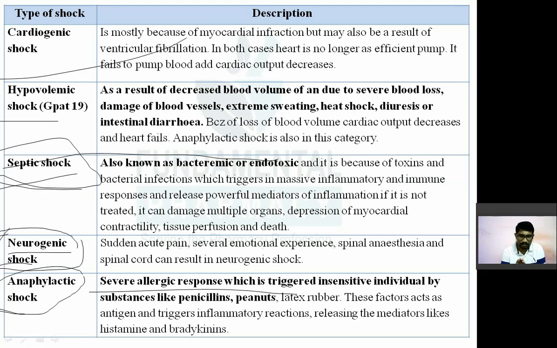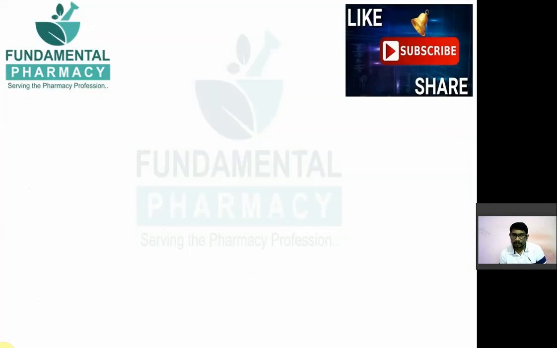If a person is allergic to vitamins, introduction or injection of vitamins to that patient will result in anaphylactic shock. So a severe allergic response will be there due to triggering of an antigen-antibody reaction. The antigen may be drugs, peanut, latex, rubber, or vitamin B6. The antigen triggers the inflammatory reaction and releases mediators like histamine, bradykinin. In case of anaphylactic shock, adrenaline is the drug of choice. Remember, adrenaline is the drug of choice in anaphylactic shock. So this was regarding the circulatory system.